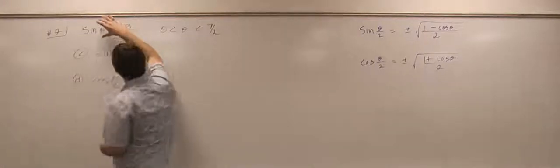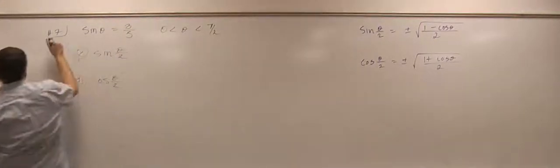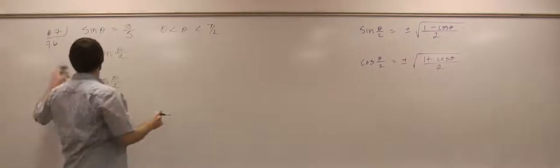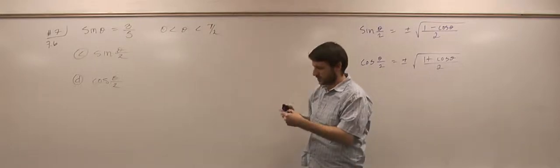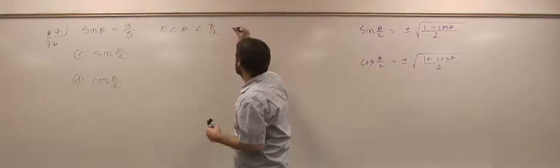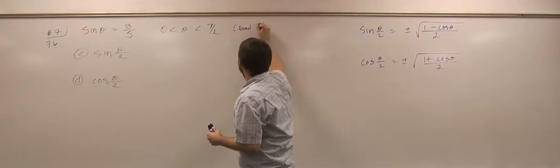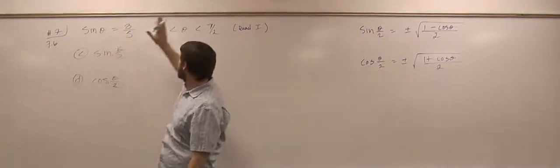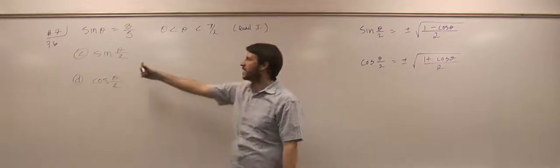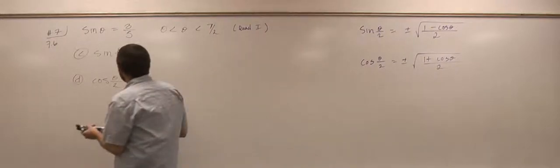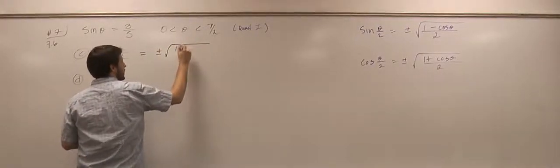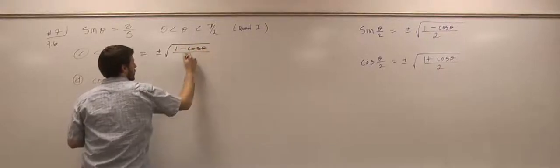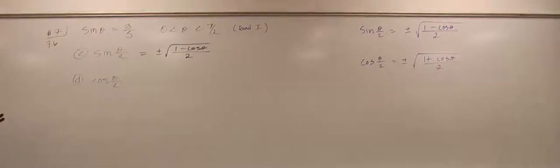In order to find, they're giving you, so this is number 7.6, they're giving you a sine value. They're giving you sine of theta, which is 3/5, and they're giving you a quadrant. Which quadrant is this? This is the first quadrant, right? So sine is 3/5, theta is in quadrant 1, and they want you to find sine of theta over 2. The formula tells you to find sine of theta over 2, you actually need cosine of theta, because the formula has a cosine of theta. So how do you calculate cosine of theta, you think?